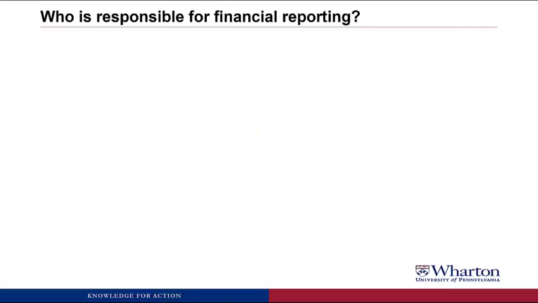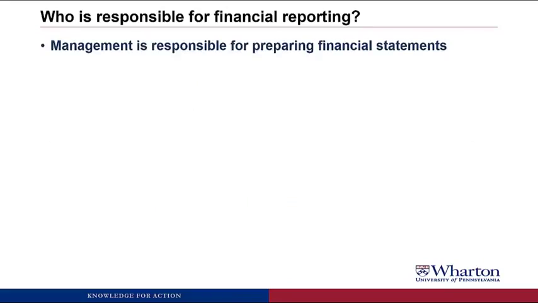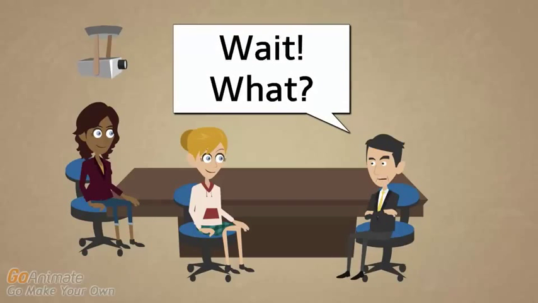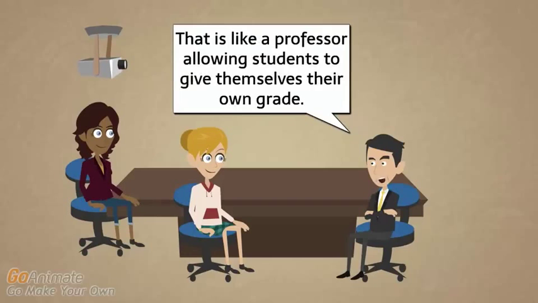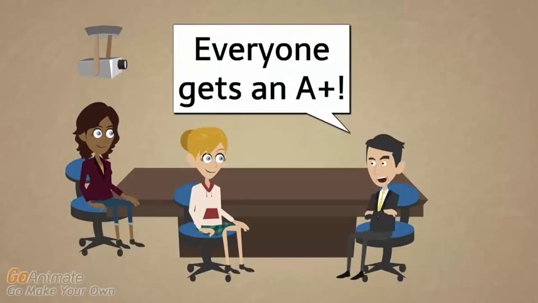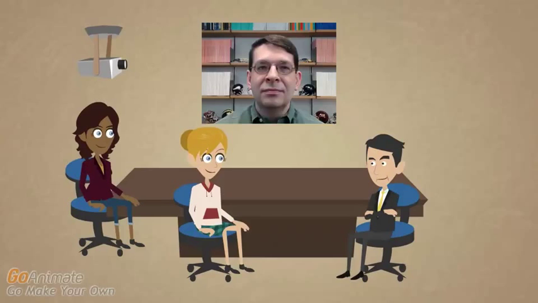So who's responsible for financial reporting? Management is responsible for preparing financial statements. Wait. What? That is like a professor allowing students to give themselves their own grade. Everyone gets an A+. Yes, that's correct. We allow managers to put together their own financial statements because they have the most information about what happened in the company. And we hope that they use their discretion in financial reporting to better communicate their activities. However, it is important to remember that they may use this discretion to try to manipulate perceptions, and we need to be on the lookout for such opportunistic behavior.